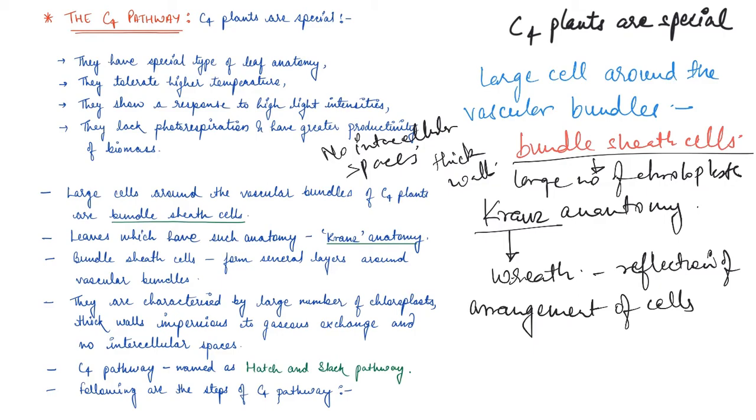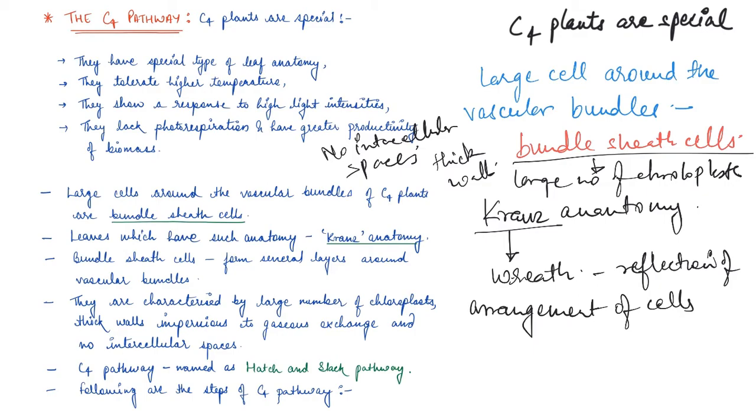So if you cut a section of a C4 plant like a maize or a sorghum plant, you can observe this Kranz anatomy and you can also observe the distribution of mesophyll cells. Now, if you observe these leaves under the microscope and look for the bundle sheath cells around the vascular bundles, you can identify these C4 plants very easily.